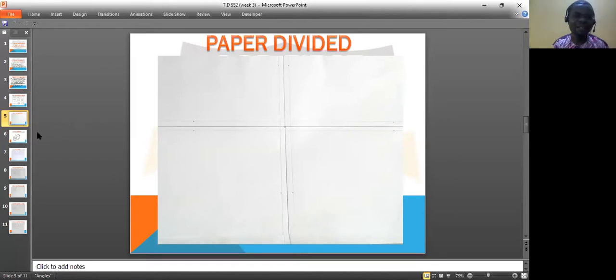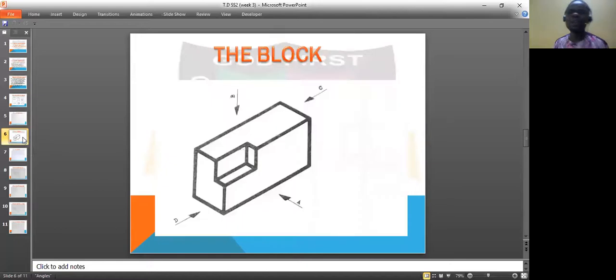After that, this is the object or the block that we want to draw. So that you know, after dividing the paper, what are we drawing? This is the block that we want to draw in third angle orthographic projection. This object is having the plan this way. This is the plan.